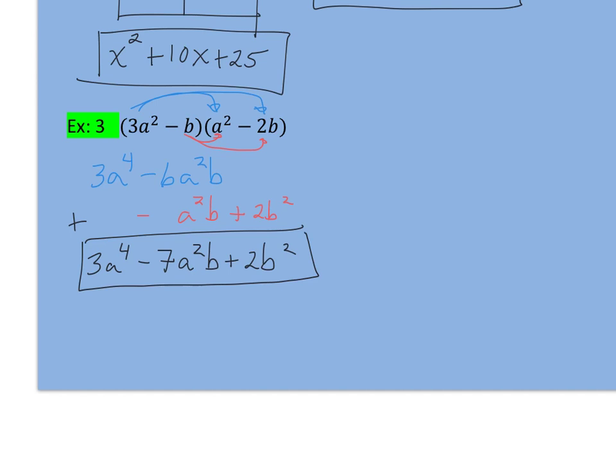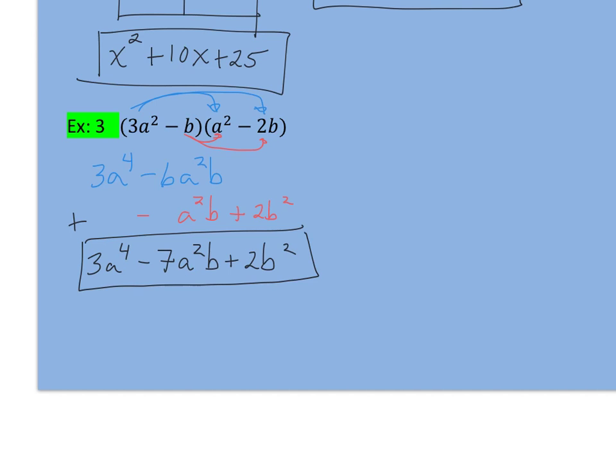So your answer is this, and the place where you might have made a mistake would be right here in this middle term. You've got a 1 a squared b here, or a negative 1 a squared b here. So when you had a negative 6 to a negative 1, that's where the negative 7 comes into play.